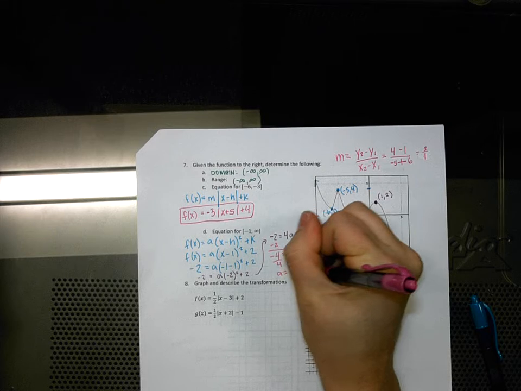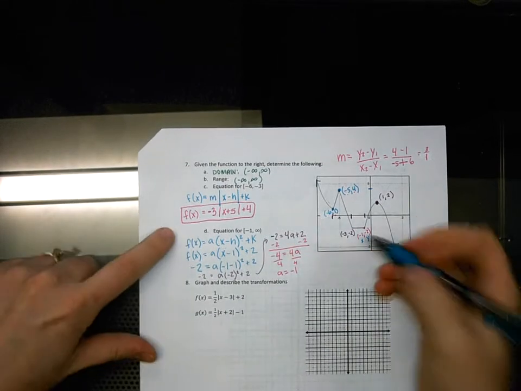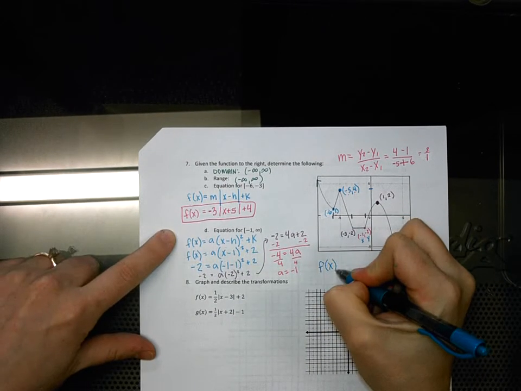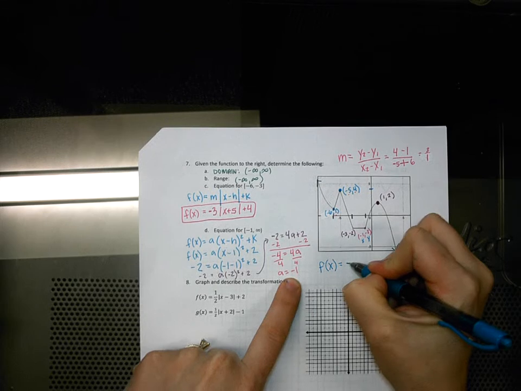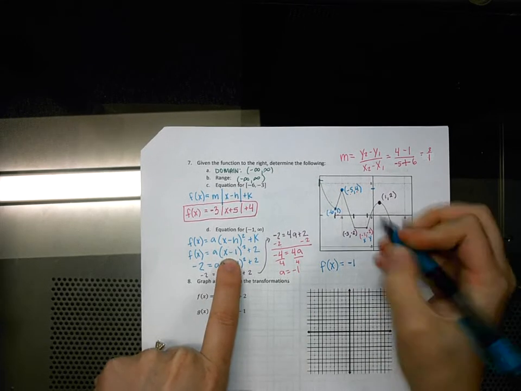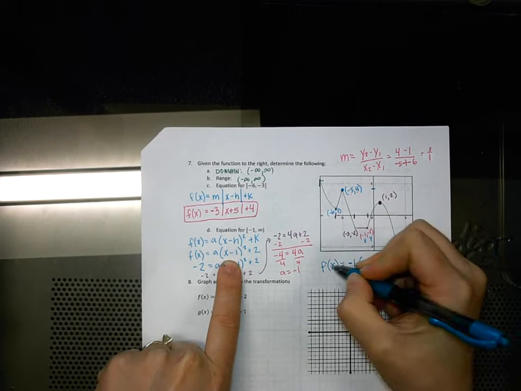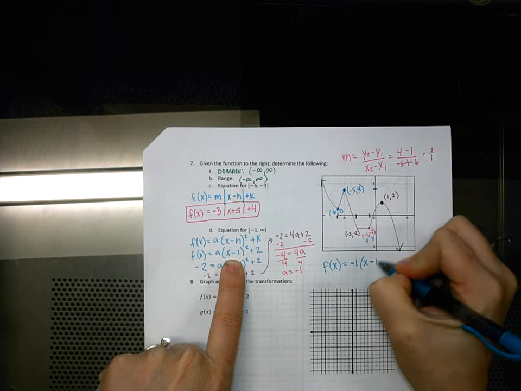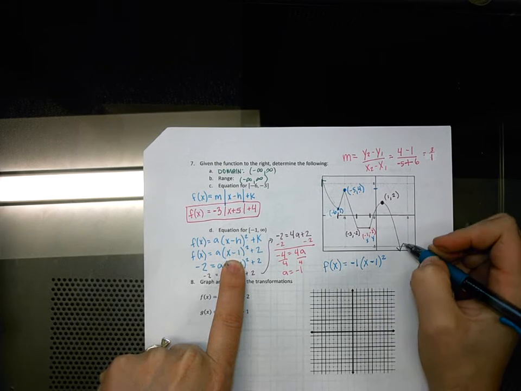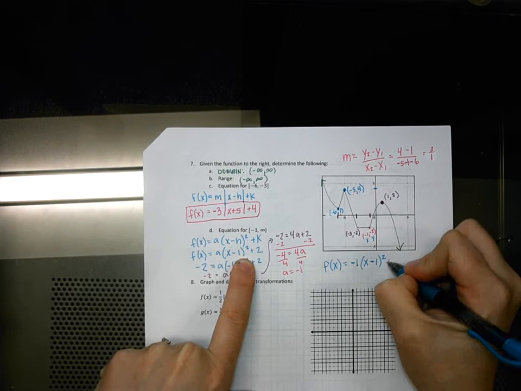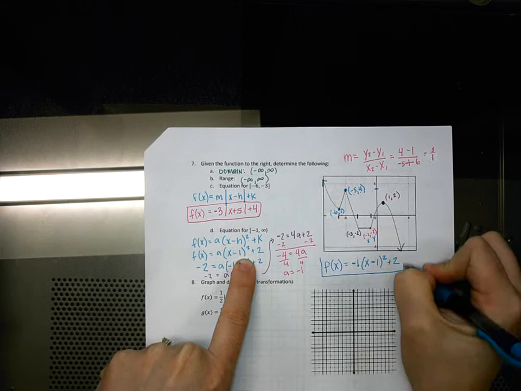So my answer will be f of x. I'm going to plug in the a value of negative 1. And I still need my h and my k plugged in, so it's going to be negative 1 times x minus 1 in parentheses squared plus 2, and that's my answer.